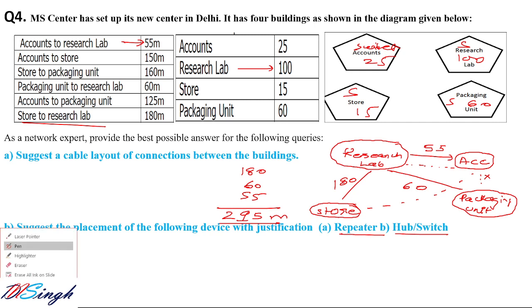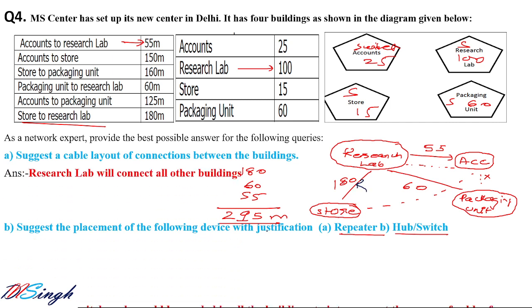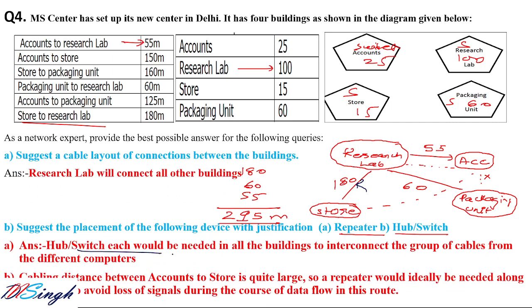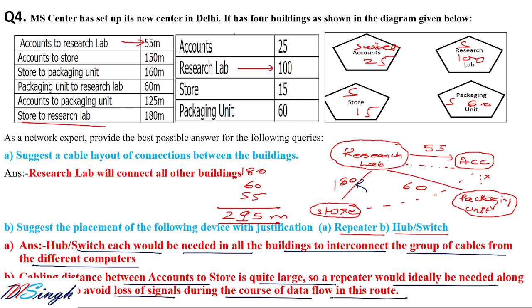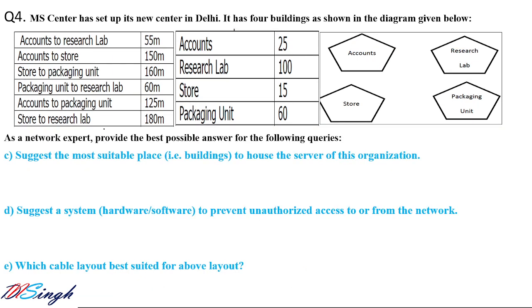So here what we require? We require a repeater in this link. So this is the answer for it. Switch or hub in each would be needed in all buildings for interconnecting group of cables from the different computers. Cabling distance between account and store is quite large, so a repeater would ideally be needed along their path to avoid losses of signal during the course of data flow in this route. Okay, fine. So let us move to the next question.